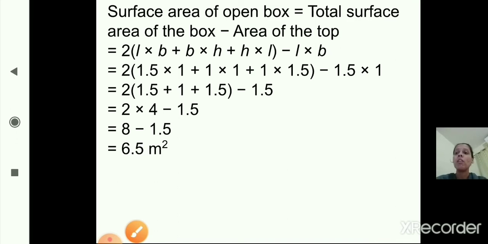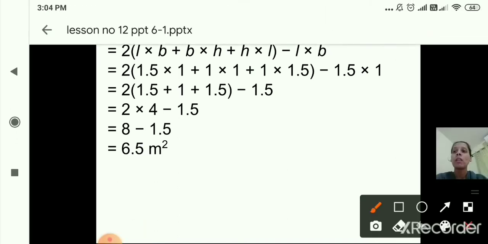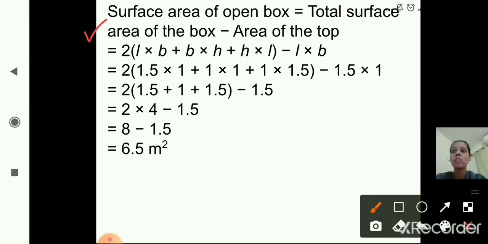Okay, now see here, again we have written the formula and we'll put the values. 2 outside the bracket, L into B, L is 1.5 and B is 1, that is 1.5 multiplied by 1 plus B into H, breadth into height, breadth is 1 and height is 1, so 1 multiplied by 1 plus H into L, H is 1 and L is 1.5 minus L into B, L is what? 1.5 and B is 1. Why L into B? Because we are finding surface area of open box. So what we will do, we'll find out total surface area of the box minus area of the top part. So 1.5 multiplied by 1.